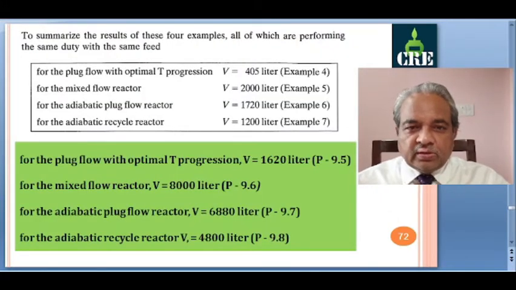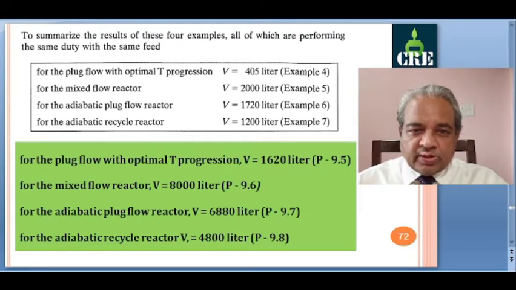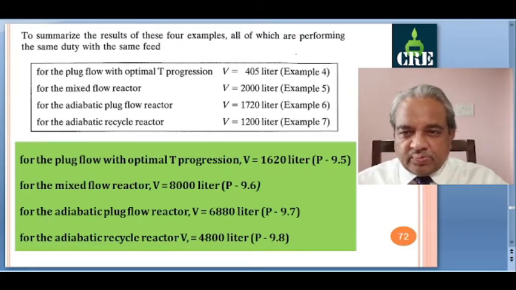And now these results are summarized. These are summarized in the book of the solved examples number 4, 5, 6, 7. So number 4 was plug flow with optimum temperature progression, 405. Adiabatic plug flow reactor, 1720. Okay.